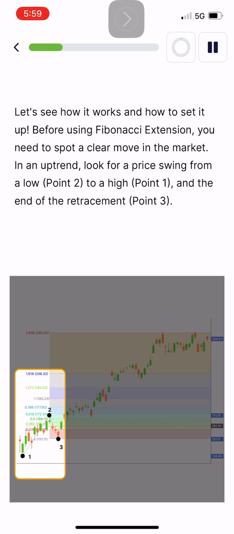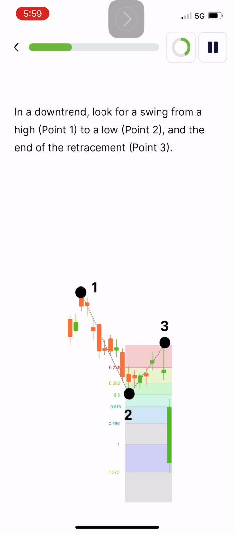Let's see how it works and how to set it up. Before using Fibonacci extension, you need to spot a clear move in the market. In an uptrend, look for a price swing from a low, point 2, to a high, point 1, and the end of the retracement, point 3. In a downtrend, look for a swing from a high, point 1, to a low, point 2, and the end of the retracement, point 3.